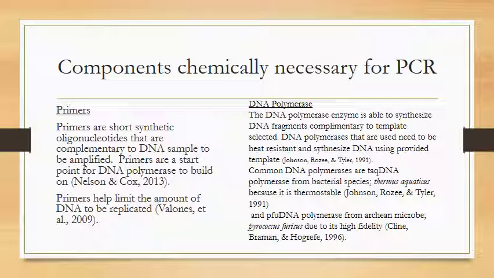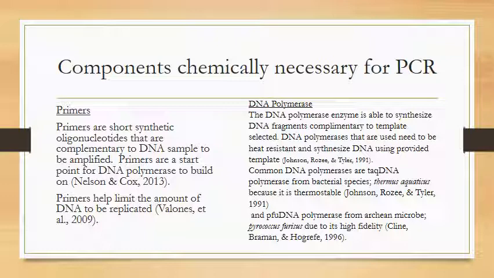So the primers are a starting point for our DNA polymerase to build upon, and primers help limit the amount of DNA to be replicated so that we're getting a small sample and making a lot of copies of it. So the DNA polymerase is an enzyme which is able to synthesize DNA fragments complementary to our target that we've selected. DNA polymerases that are used need to be heat resistant and synthesize the DNA using the provided template.